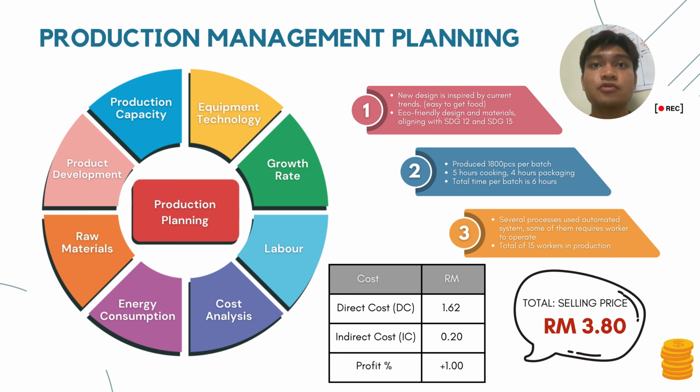Okay, so we want to produce a product, we need to have the raw material. For the raw material, we also need to know the selling price of the raw material that we can get from the supplier. I have outlined several important things for this planning, starting with product development, here on number 1.